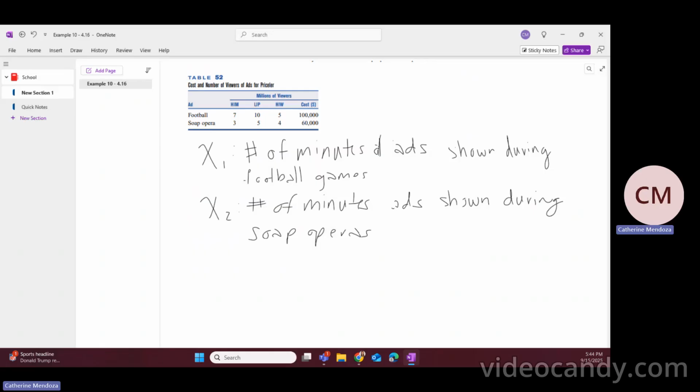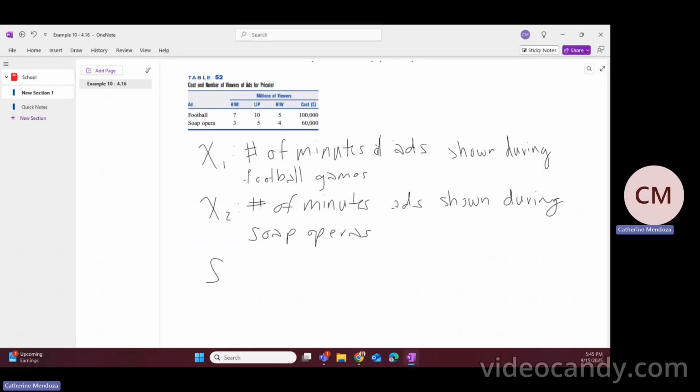From here, we want to think, are we minimizing or maximizing? And if our goal is to maximize or minimize their sales, so they want to spend the least amount of money while maximizing their viewers. So we want to next look at our constraints, because we're going to think about if we're exceeding our goal or if we're going to underachieve our goal.